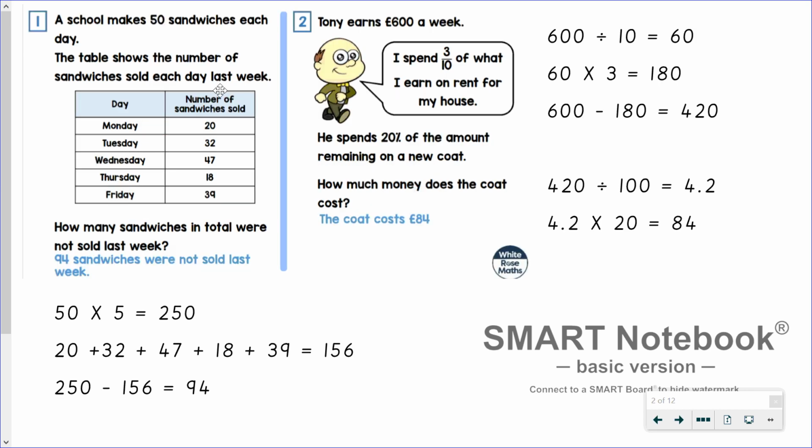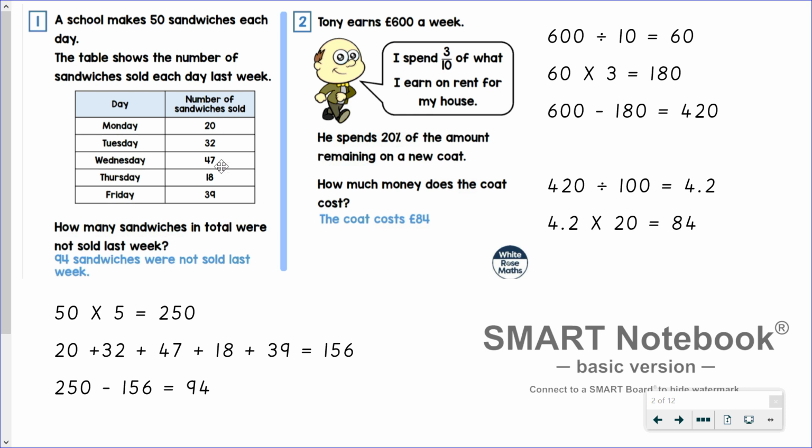So the first one, a school makes 50 sandwiches each day. The table shows the number of sandwiches sold each day last week. How many sandwiches in total were not sold last week? So it tells us 50 a day, and there are 5 days there. So first thing we do, 50 times 5 is 250. So our total number of sandwiches is 250.